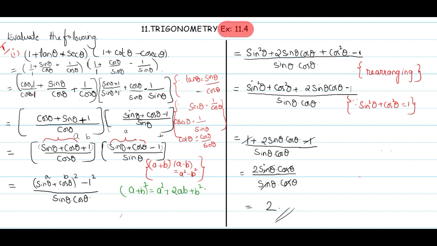if we rearrange this, sin square theta, then I am writing here plus cos square theta, then plus 2 into sin theta into cos theta minus 1. But we know the identity that sin square theta plus cos square theta is equals to 1. So, instead of sin square theta plus cos square theta, we can write it as 1 plus 2 into sin theta into cos theta as it is, then minus 1. Plus 1 and minus 1 will get cancelled.